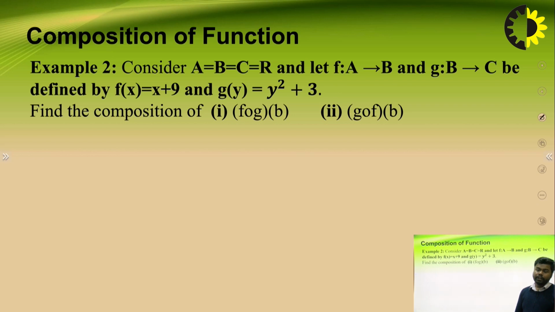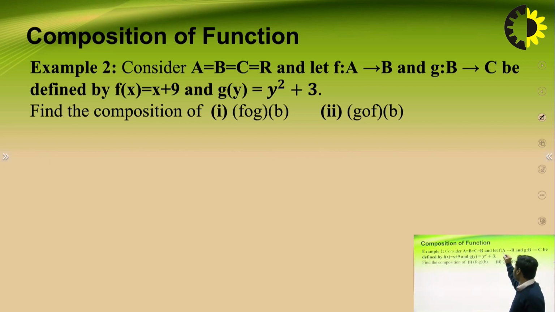Now I am going to take an example of how to find GOF and FOG and all the compositions of functions. So consider A equals B equals C equals R. We have to understand the condition of the composition and what the question is going to be asked. A equals B equals C equals R means these are all equal.